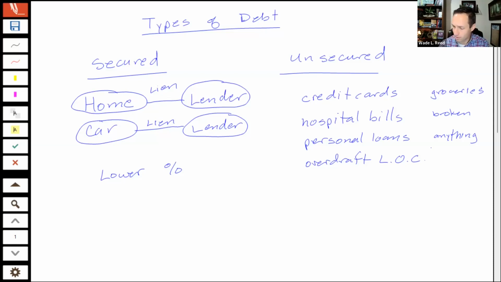So what are the cost differences? A home loan might be somewhere between 6 and 8% today. A car loan probably 8 to 10% today. And credit cards are somewhere in the 25 to 35%. Hospital bills are often 0 to say 10%. Personal loans are often 10 to 15%. And overdrafts are often in that 10 to 15% range as well. So notice the interest cost difference is significant. This is because of perceived risk.